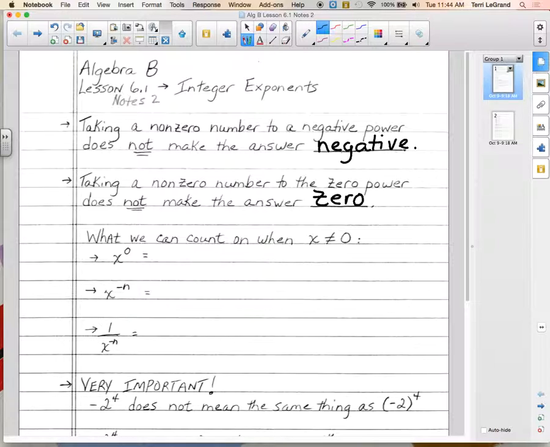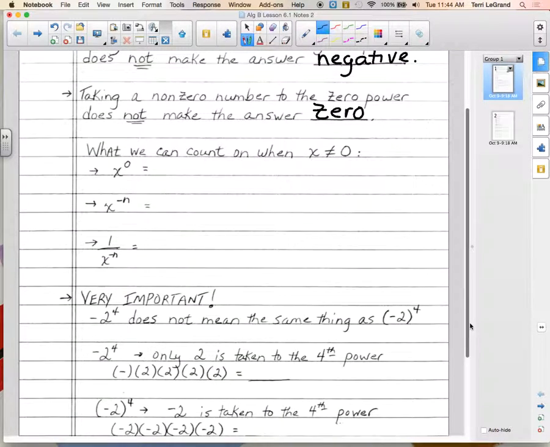What did we discover? It makes it what? One. Okay? So here's what we can count on. When x does not equal 0, so in other words, our base is not 0, x to the 0 power will always be 1. Always.